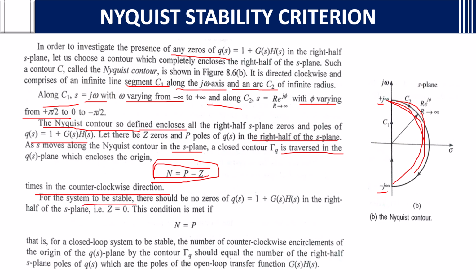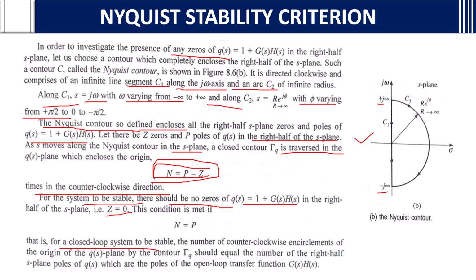For the system to be stable, there should be no zeros of Q(S) in the right half of the S plane. For the system to be stable, what do we need? The zeros should not be on the right half of the S plane, that is Z = 0. This condition is met if N = P. For the system to be stable, the zeros should be only on the left half of the S plane, that is this side. If the zeros are on the right half of the S plane, the system is not stable. So to make the system stable, you need to make Z = 0.